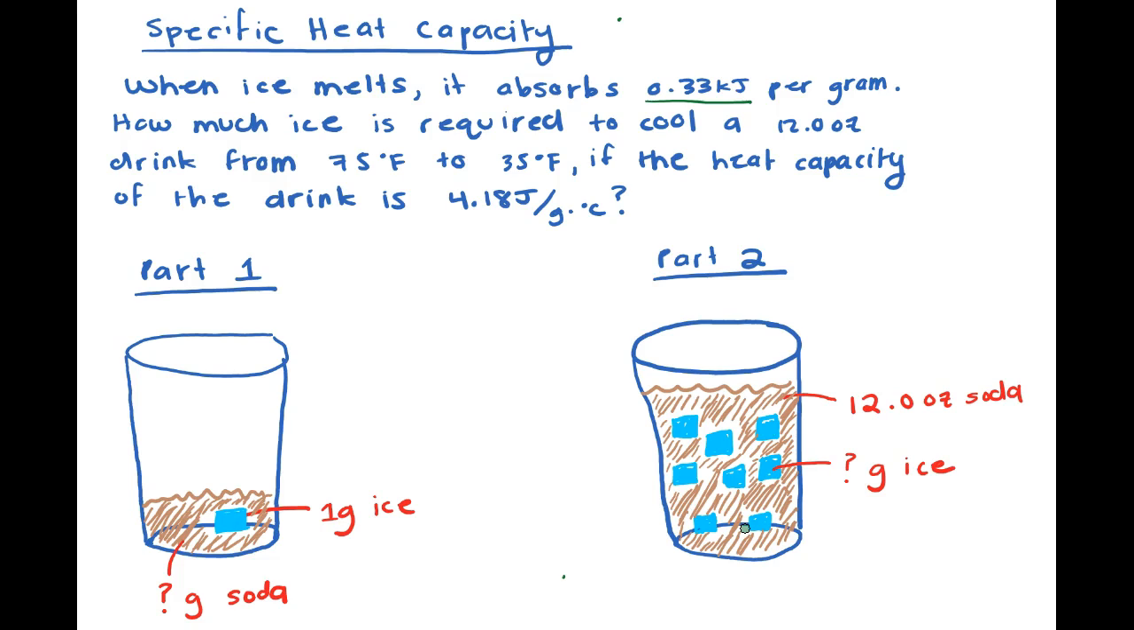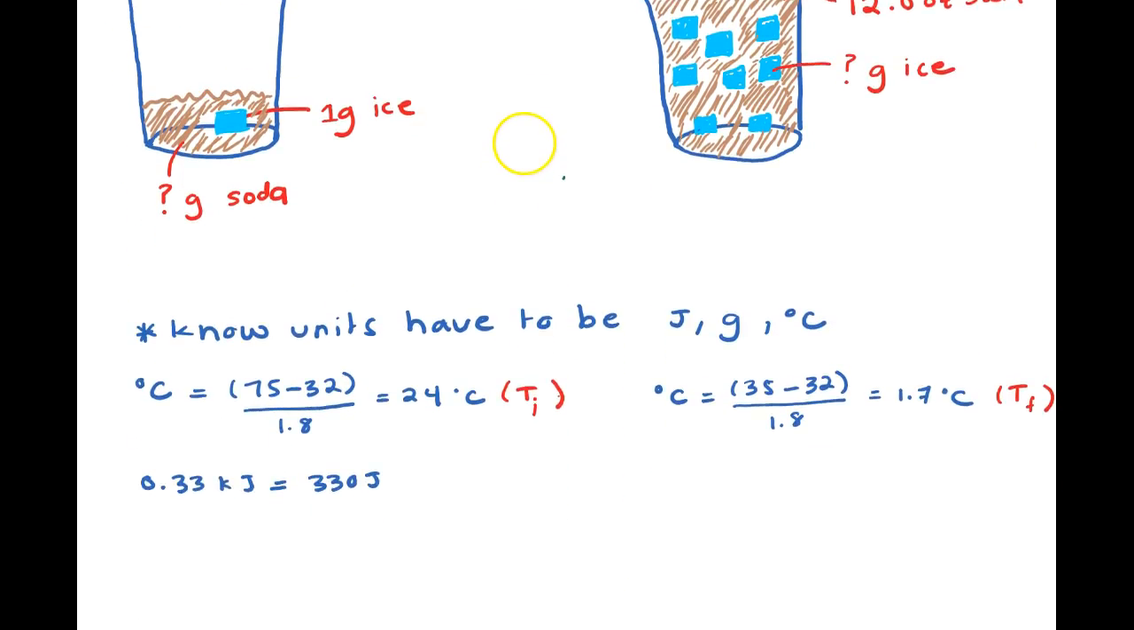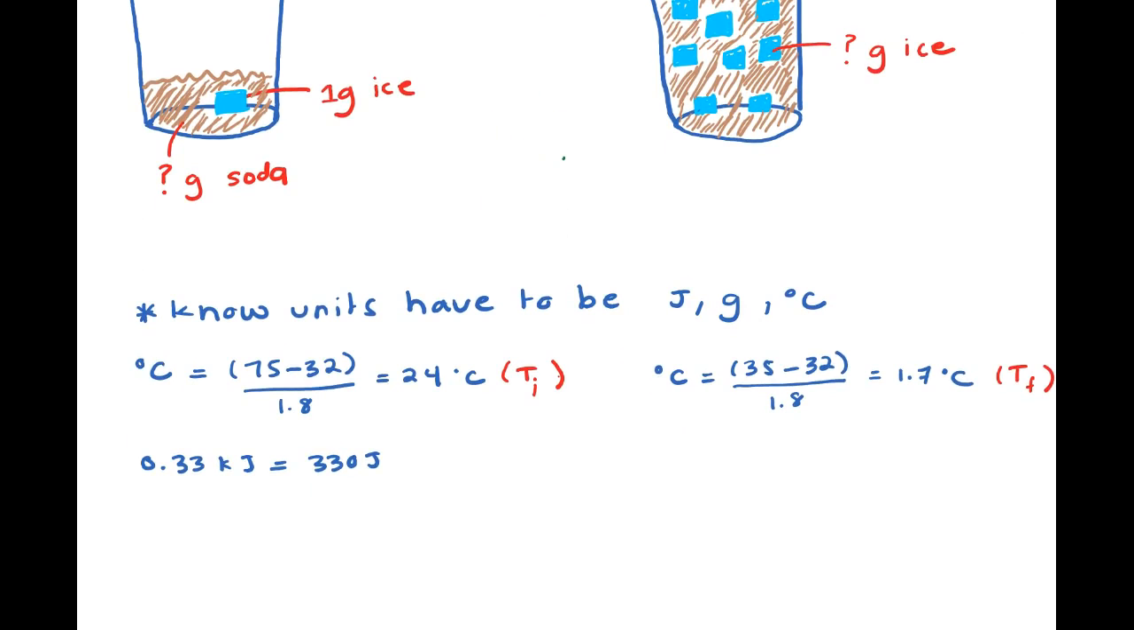One other thing that we know for our heat equation that we'll talk about in a moment is that we need to have all of the units the same. So that's the very first thing. Okay, so down here we know that we need to have joules for our energy or heat. We need to have things in grams, which we already do, so we're good there. And then we need to have our temperatures in degrees Celsius. So the first thing we should do is go ahead and convert those before we do anything else in the problem.